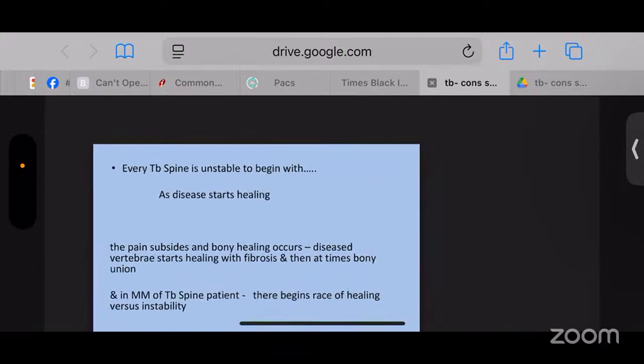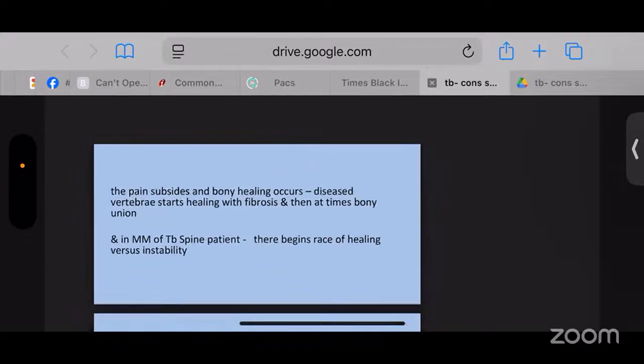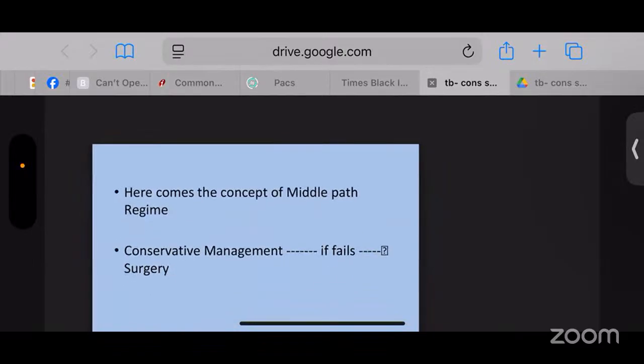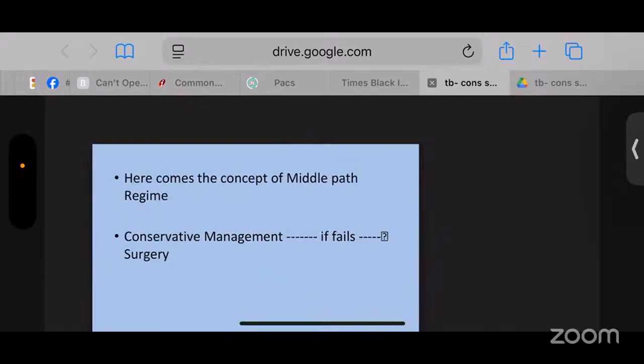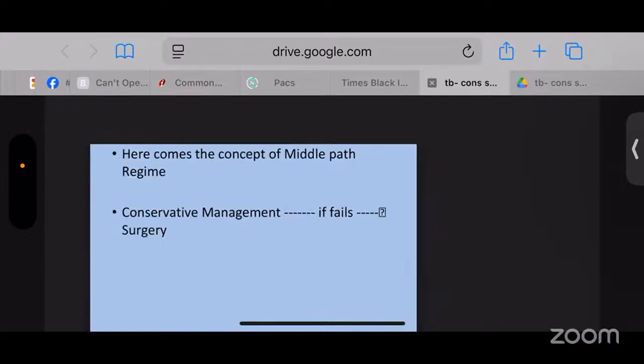So every TB spine is unstable to begin with. We should always try to have a conservative management. Whenever it fails, we need a surgical management. And this is the basic concept of the middle path regime proposed by Professor Tuli sir.